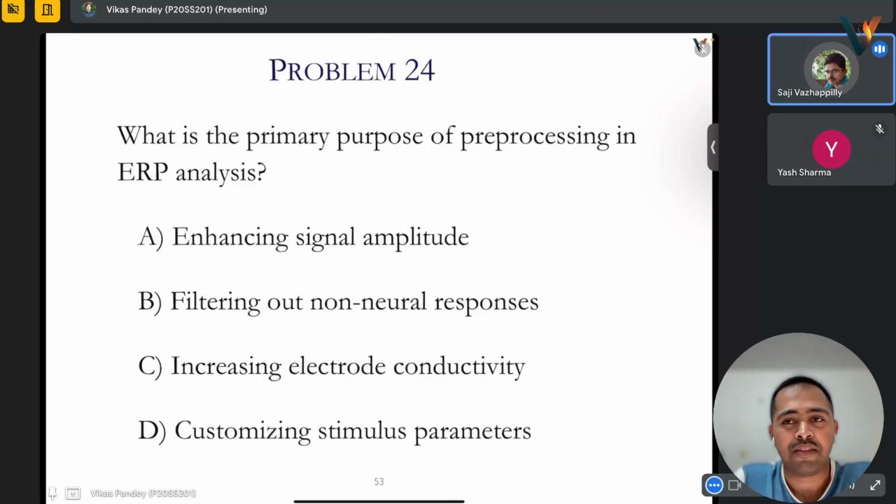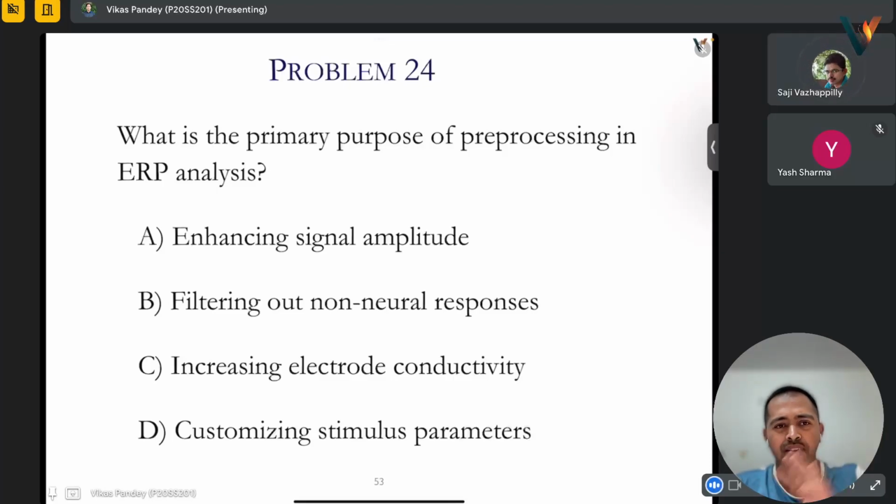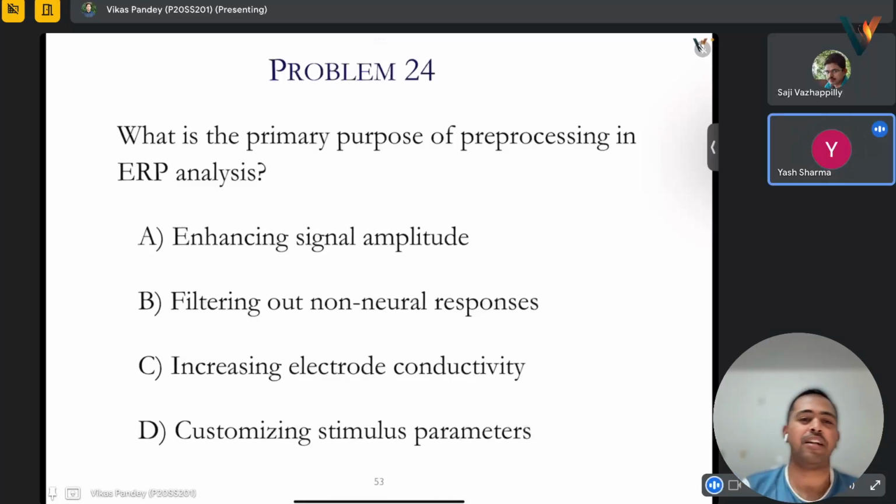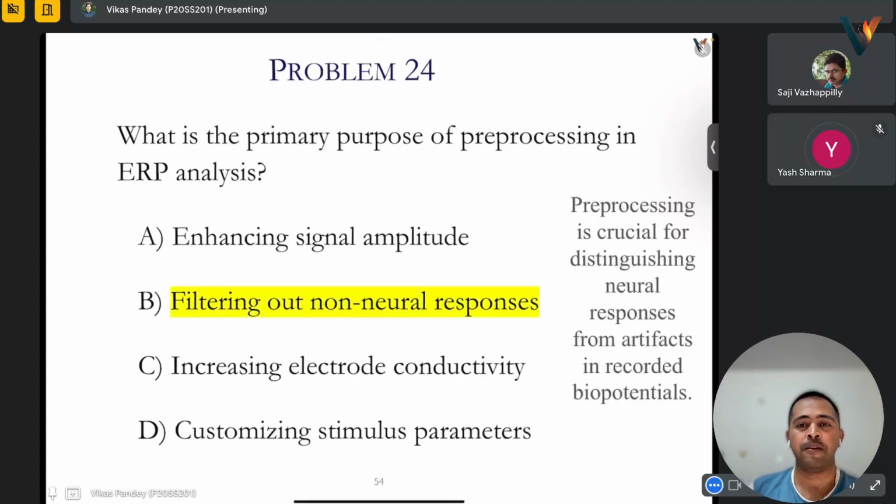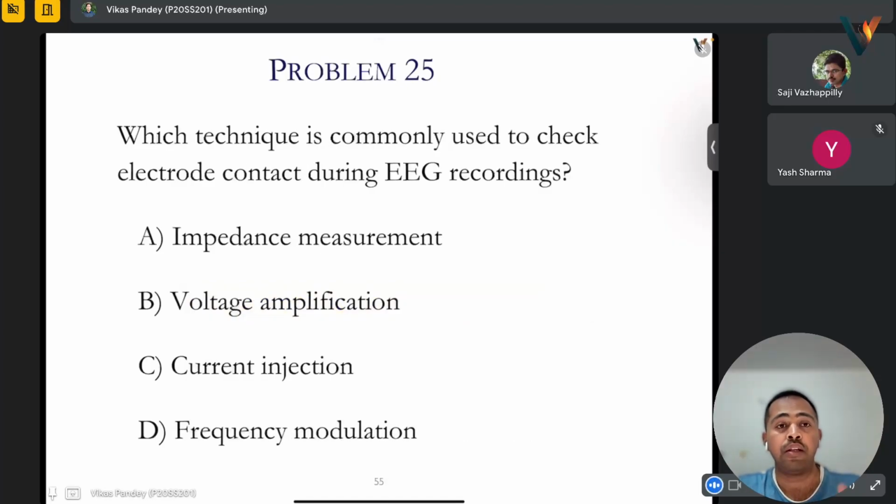I think this has to be covered in the next lecture, no? I am just giving one more question over this, and then we will continue this in the next class. What is the primary purpose of pre-processing in ERP analysis? Filtering out non-neural responses. It is important to distinguish neural responses from artifacts in recorded biopotentials. There can be other signals also that don't have to be part of our analysis.